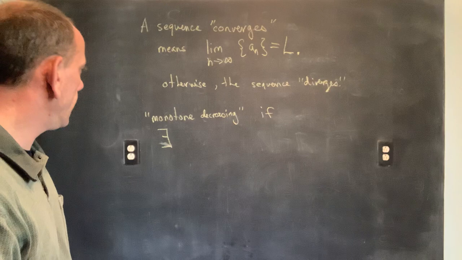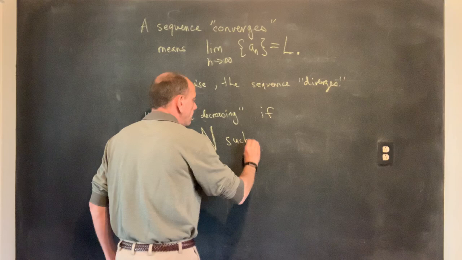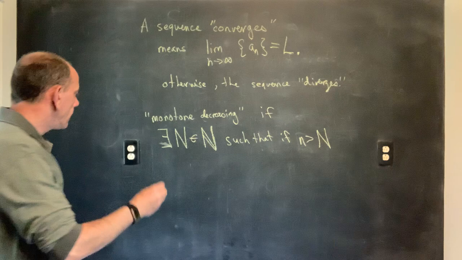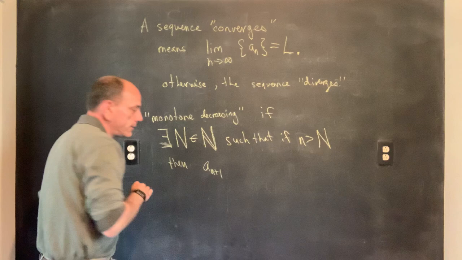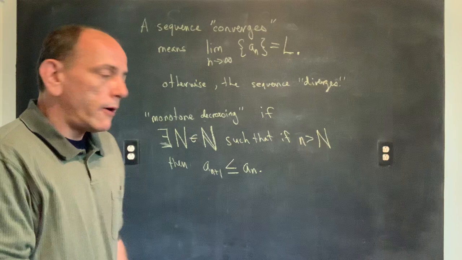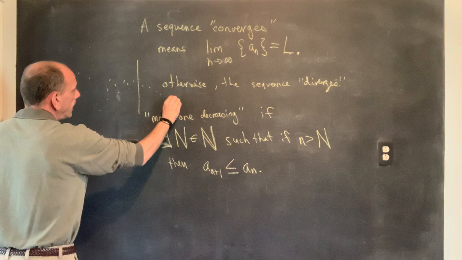So there exists some, let's call it capital N, in the natural numbers, such that if n, our index, our counter on our sequence, is greater than that capital N, then a sub n plus 1, the next term in the sequence, is less than or equal to the current term. So it may be that the sequence is doing some crazy stuff, but then there exists some number after which, forevermore, those terms are either getting less or staying the same. They're non-increasing, in other words.